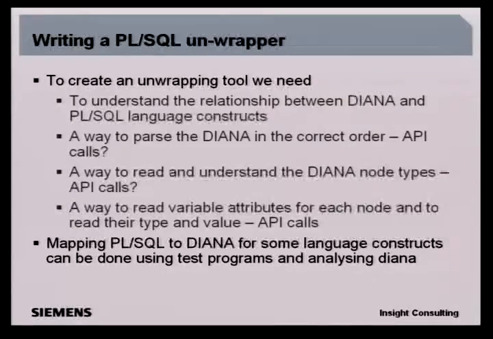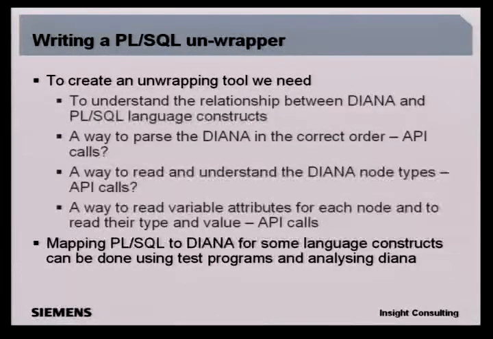So, writing an unwrapper. To be able to write an unwrapper, you need to understand the relationship between Diana and PLSQL language keywords. So you need to know which keyword in PLSQL, for instance, procedure, maps to which node in Diana, which is what we just seen, the di proc node. You need a way to parse the Diana, so you need to get at the Diana. The Diana is either stored in a wrapped file, it's stored in the IDL dollar tables. I guess it's stored in memory as well while it's being executed.